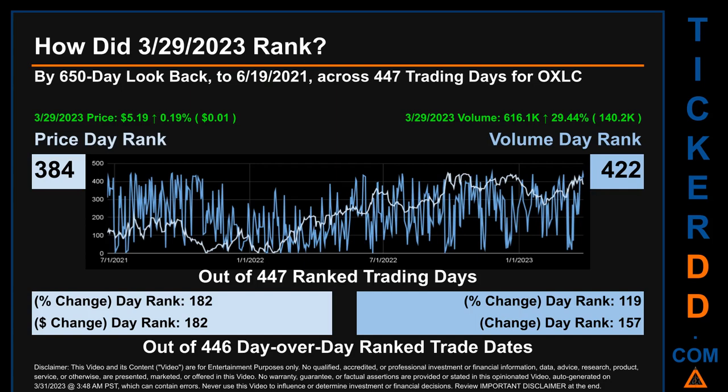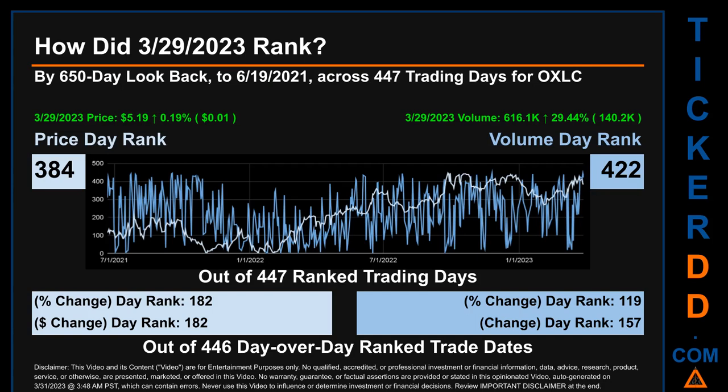Each of the 447 trading days were ranked amongst themselves by highest end-of-day price and volume, with a rank of 1 being the highest and 447 being the lowest ranked day. The line graph overlays price and volume's daily ranking, as shown respectively in light versus dark blue, across those target days' trading days. In this view, essentially the dips are good whereas the spikes are bad.